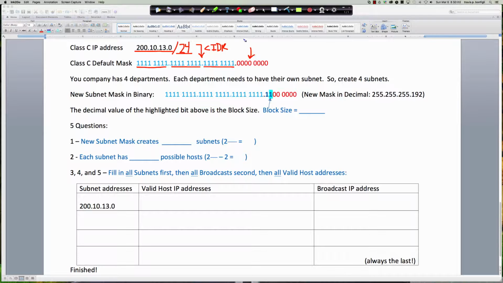Here is our host portion of the address, right? So we've got 8 bits, so by default we have 2 to the 8 minus 2, and we saw this on the previous sheet, so 254 usable host IP addresses. Now, your company has 4 departments. Each department needs to have their own subnet. So create 4 subnets. Now, the key number is number 4 right there, and this should be a dead giveaway.